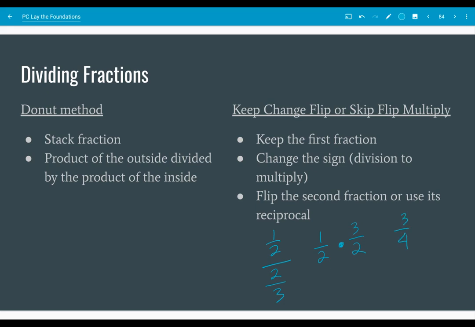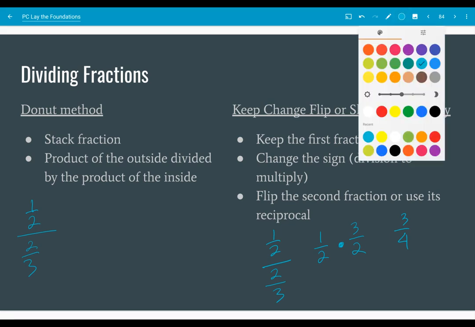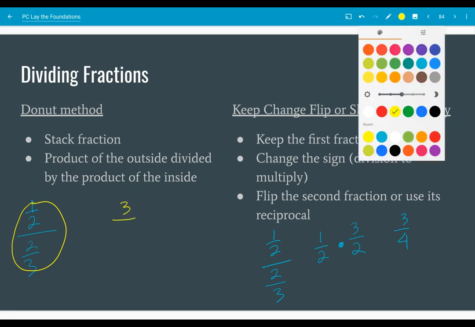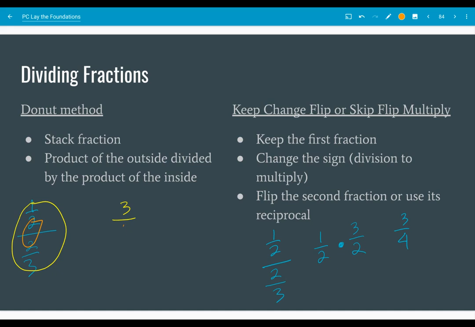The way I learned how to do it is called the donut method. It's stacked fractions. So it's 1/2 divided by 2/3. You do the outside, just 3. The inside, which in my example case would be 4. Both net you the same result, just different ways to do and represent the problem. So pick your favorite method and stick with it.